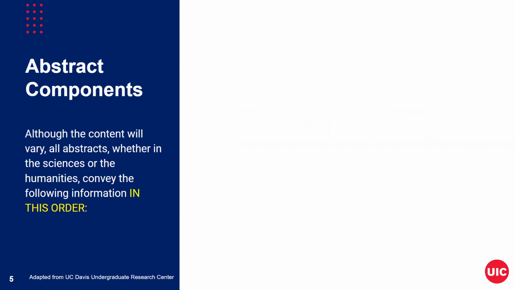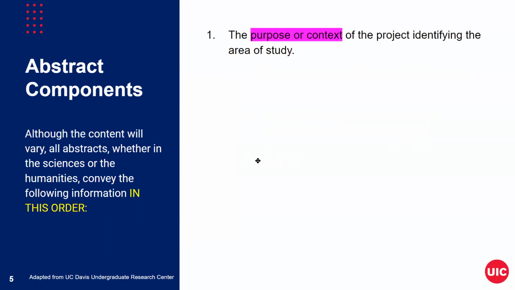Okay, abstract components. Regardless of the discipline, an abstract will include the following information in this particular order. First, outline the context or the purpose of the project. What is the area of study? You just want to orient your reader.